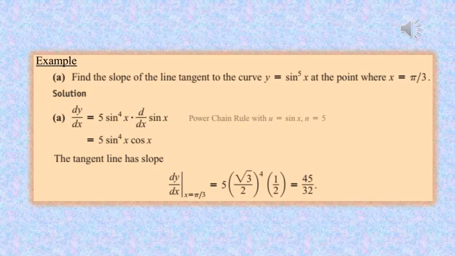This example has two parts. The first part is to find the slope of the line tangent to the curve y equals sine to the power 5 x at the point where x equals pi by 3.